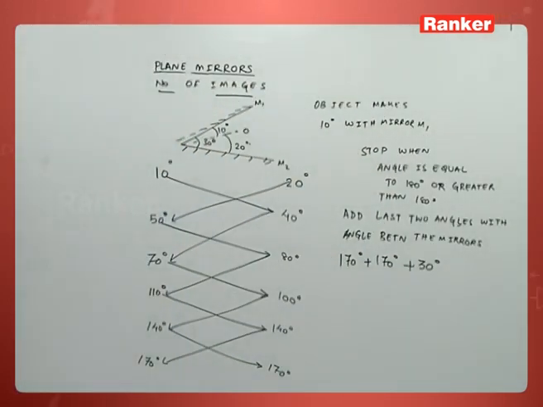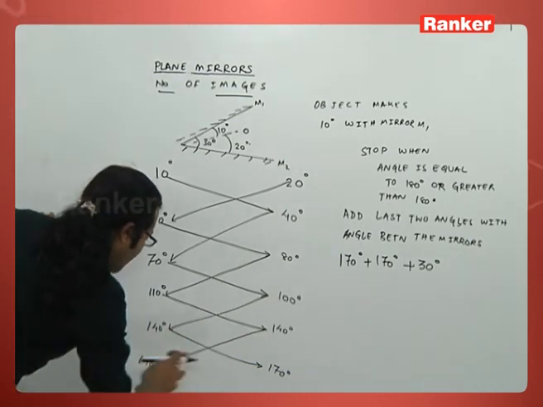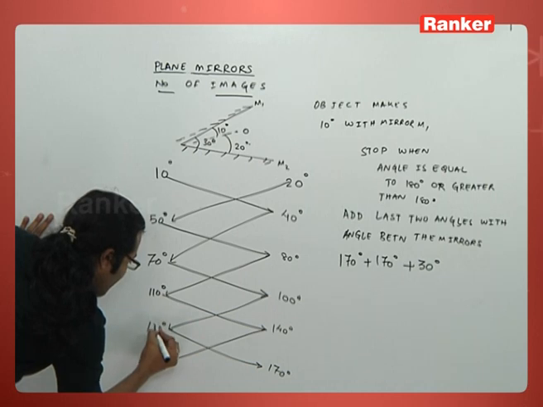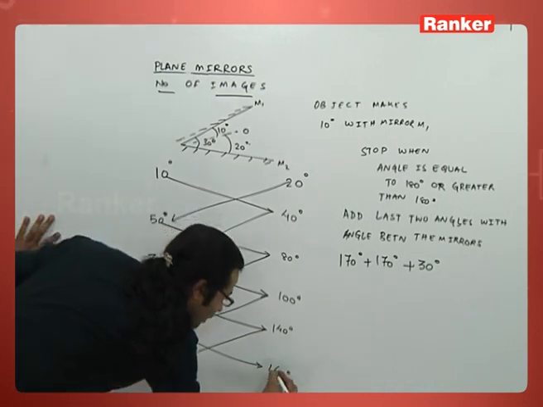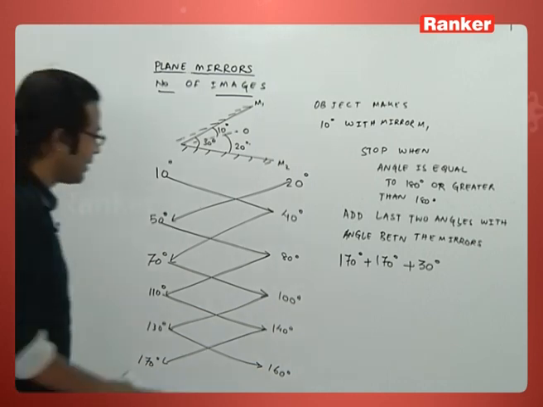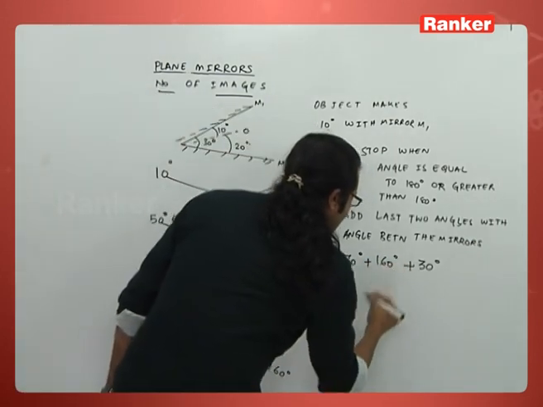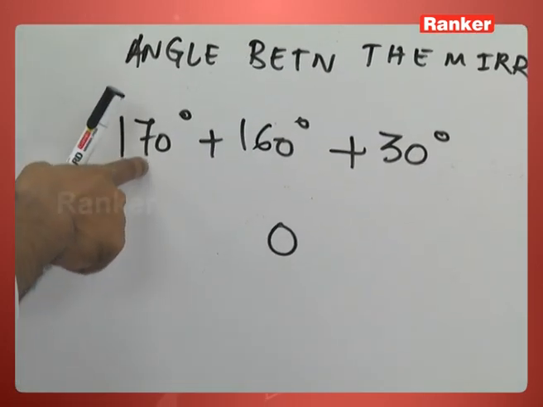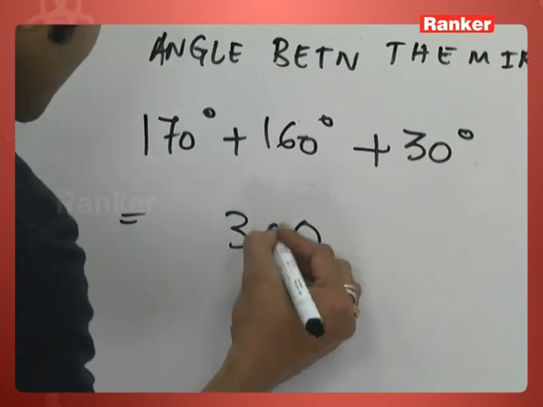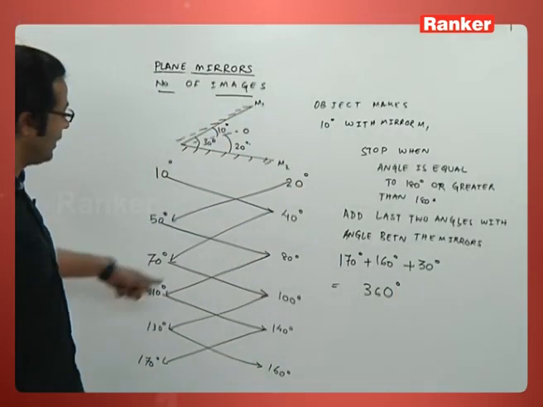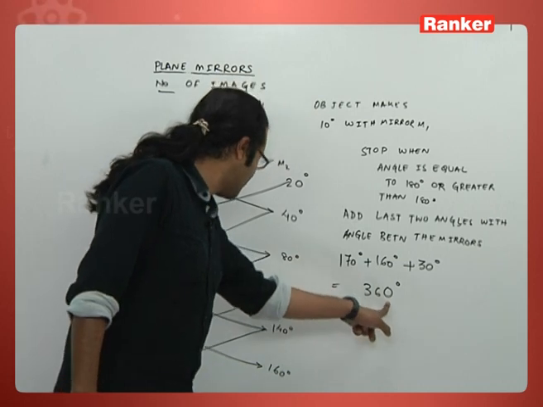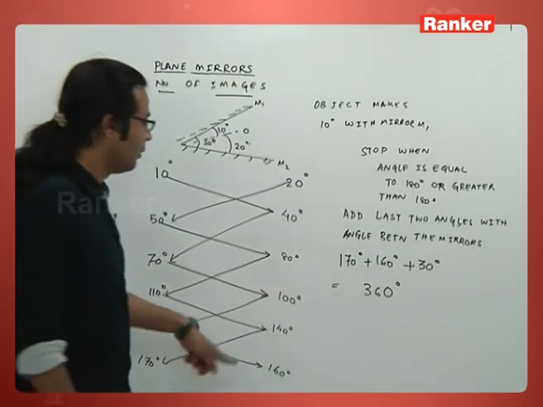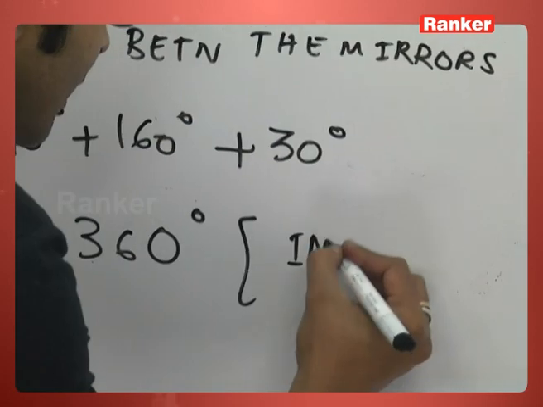Now let us check out how the things are becoming. Oh, here we have done a mistake. 100 plus 30, it is 130 and it is 160, sorry. So if you look carefully, 170 plus 160 plus 30 is nothing but 360. Now if adding all these angles comes out to be 360 degree, then we can say images coincide.